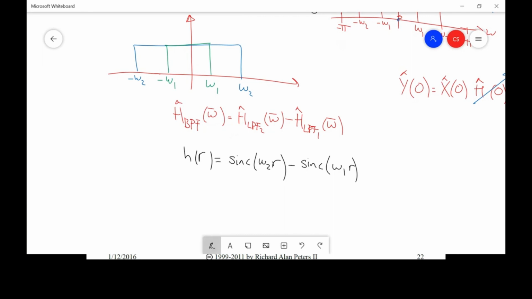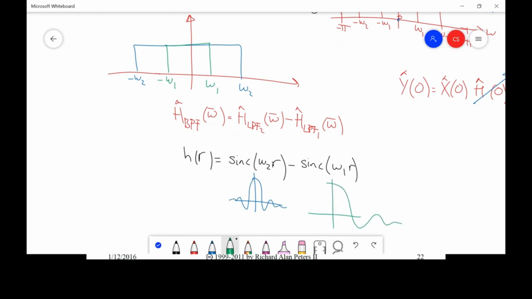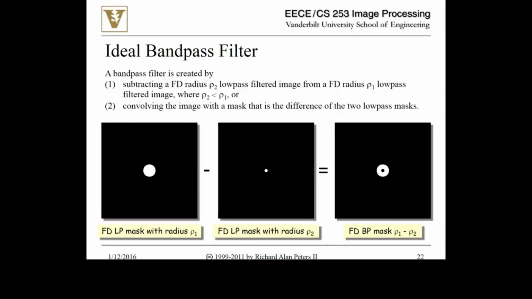So this one here, omega 2, would be something like this, while omega 1, omega 2 is blue, so it's something like this, while omega 1 is something like this. Okay, so we are subtracting this minus that. Okay, then, so this is what we are doing now, but in two dimensions.